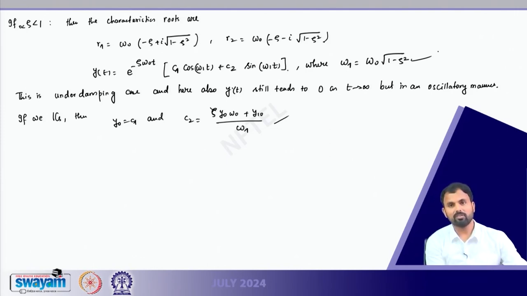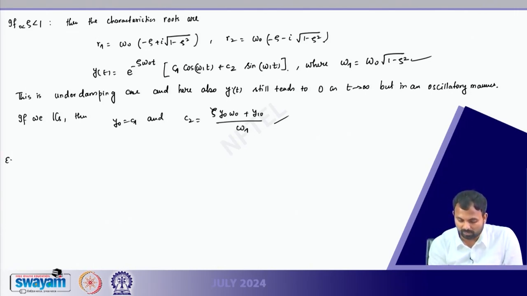So, I will consider 3 simple examples to show you what we mean. Let us see the case zeta greater than 1. So, this example corresponds to that case. The position y(t), the position y(t) at any time t of a unit mass.